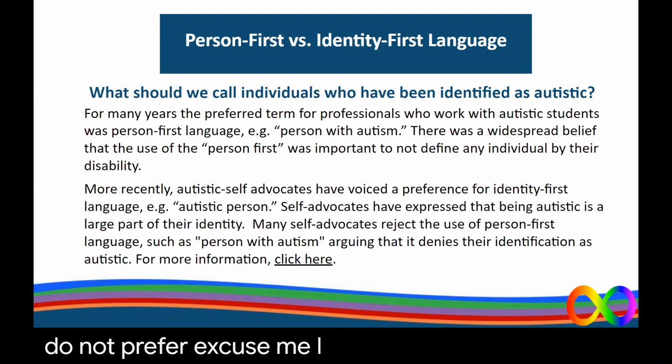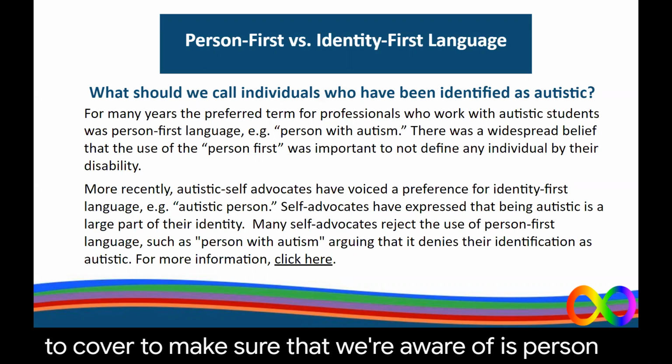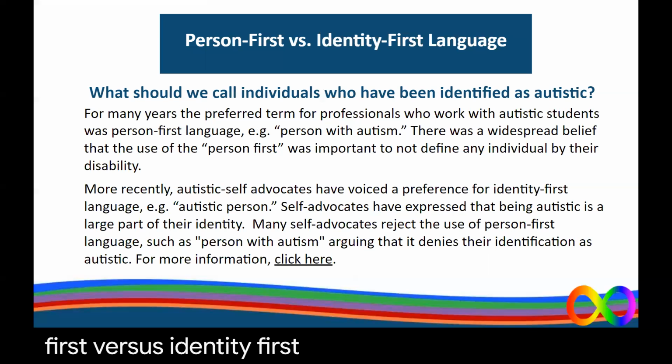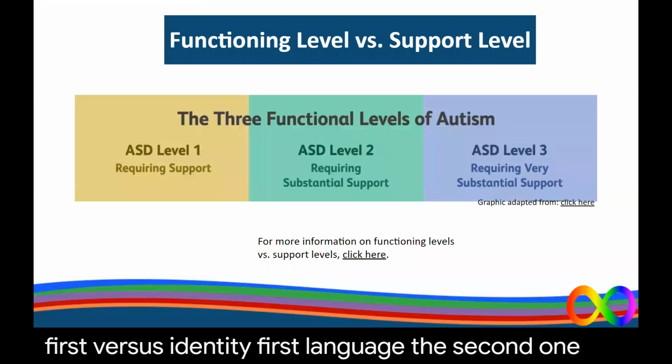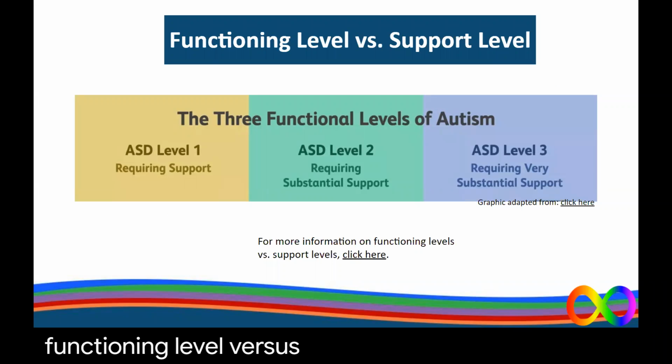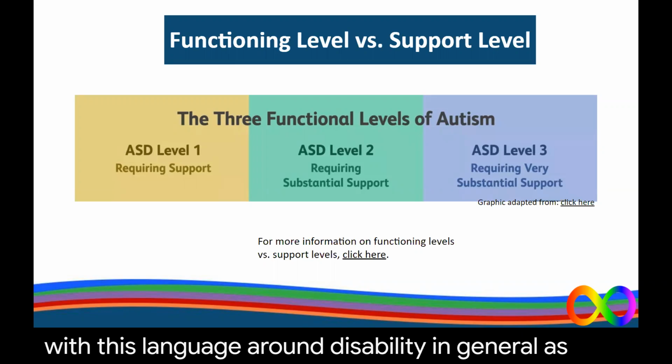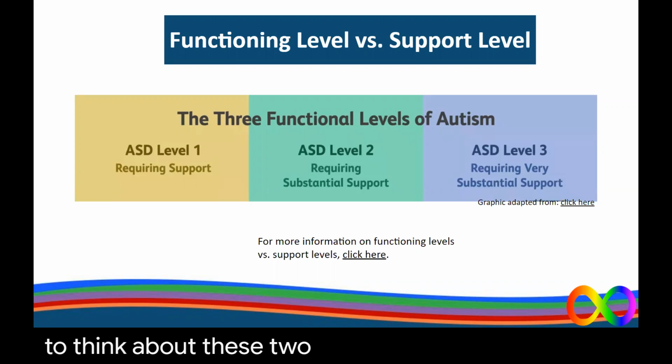identity first language. So the first tension here I wanted to cover to make sure that we're aware of is person first versus identity first language. The second one is functioning level versus support level. So continuing with this language around disability in general, I ask you to think about these terms.